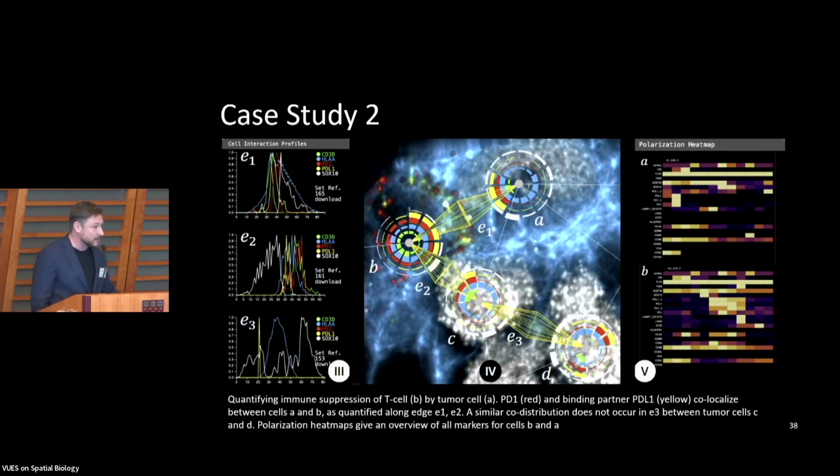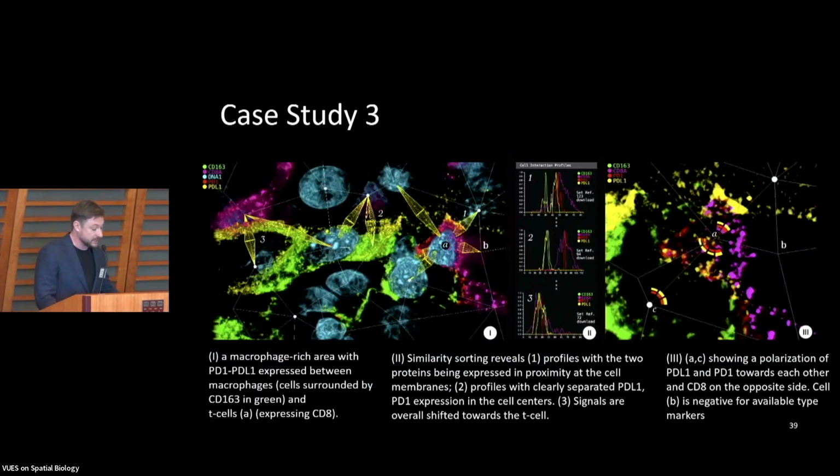We can then quantify this with these line profiles and compare them and sort them based on similarity and so on. You can also see here in the center that this polarization gives a more cell-centric view in terms of in which directions markers are exposed. We had a second case study on macrophages, but I will skip that for now. It's all in the paper, but you can see the tool in action here, and this one involved many more cells, so it also demonstrates a little bit the scalability of the tool.